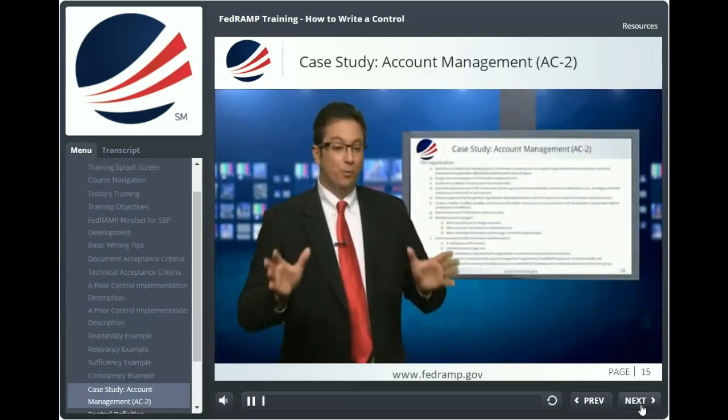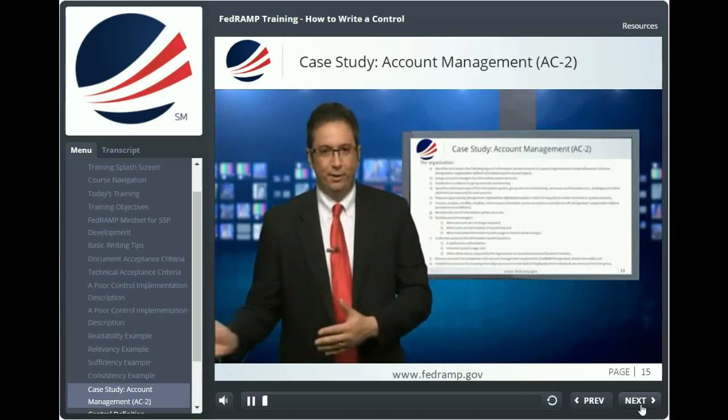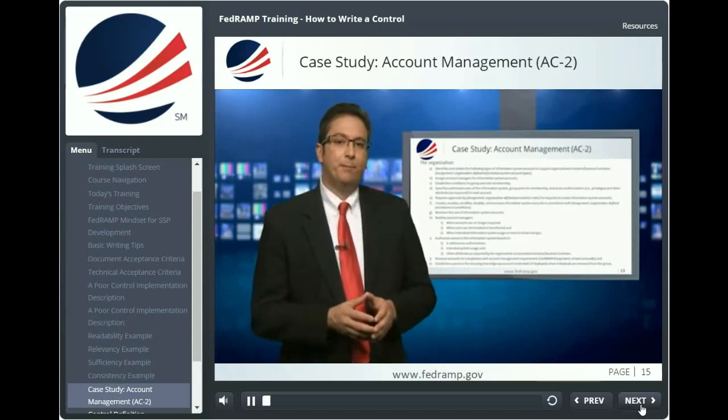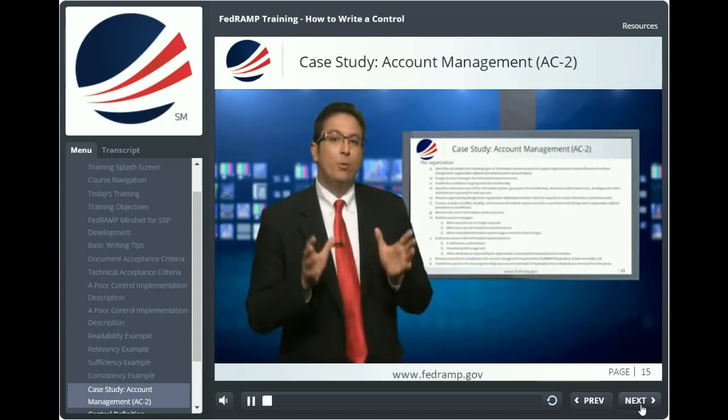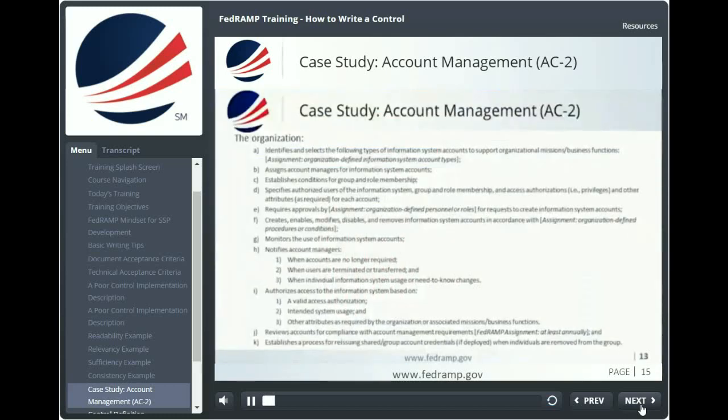All right, so we just talked about what makes a poor implementation. Let's talk about the other side of the coin and a strong implementation. So in analyzing a proper response to a control, we're going to take a look at the access control, or AC family. One of the easiest controls to do this with is AC-2.